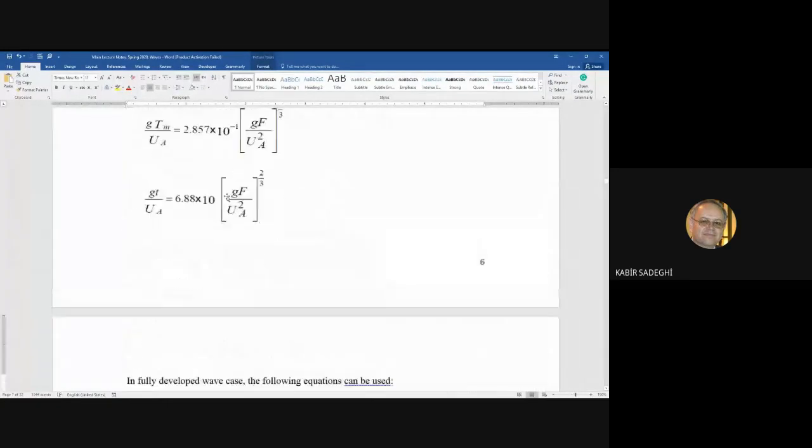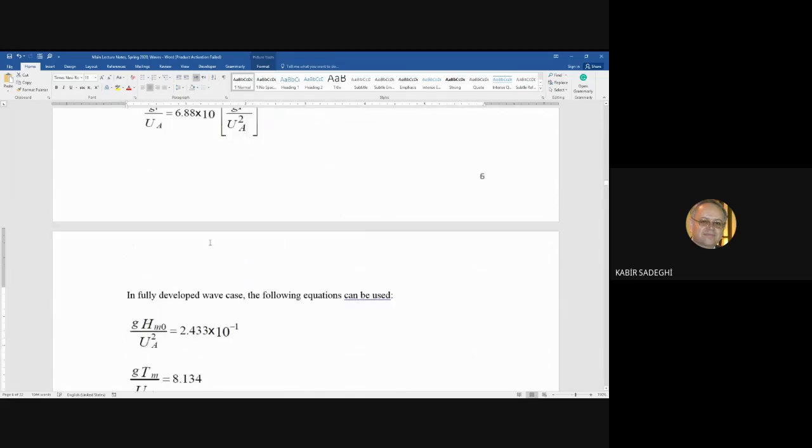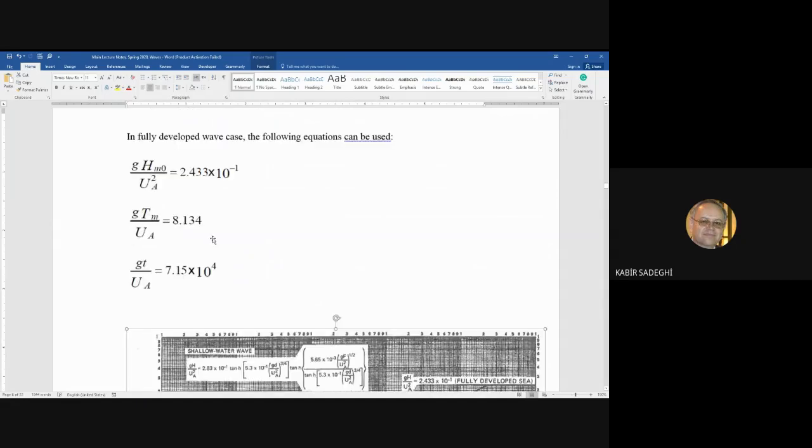Therefore, for the other cases that we have here, deep water, HMO comes from the formula gHMO over UA squared equals 1.6 times 10 to the minus 3, and so on. Remember 1.6 times 10 to the minus 3; we can see it in the formula given in the graph, not at the bottom, at the middle. gH over UA squared equals 1.6 times 10 to the minus 3 and the square root of gF over UA squared. And it's a line.